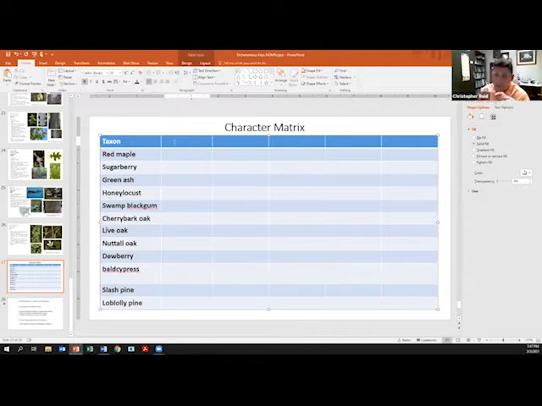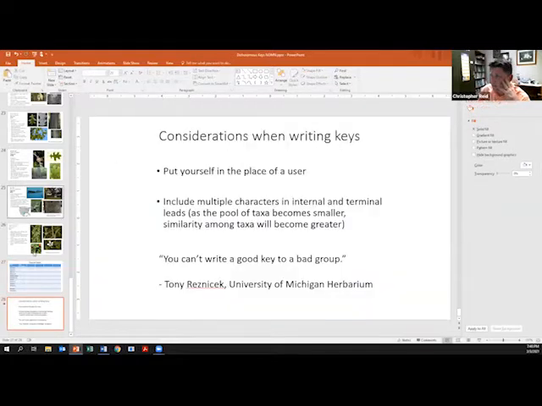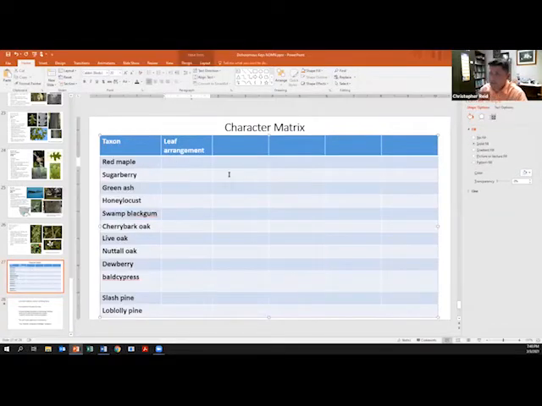So when it comes to character selection, in the initial stages, when we're just kind of developing ideas, we want characters that are really straightforward, that don't have a lot of complex variation, because we can't conveniently describe that across all these species. So I'm going to go with leaf arrangements. Let's be thinking about some other characters, but we can go ahead and code this. So what's the leaf arrangement of red maple?